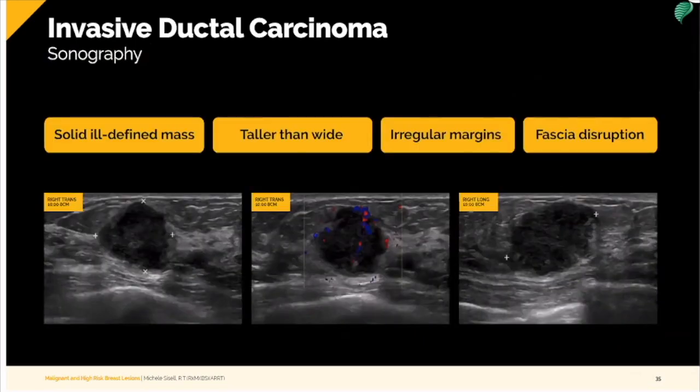Here under ultrasound is the same image we just looked at, but under ultrasound, this lesion is ill-defined, taller than wider. So again, taller than wider. That would be on this one here where you can see these two. It is disrupting the fascia or the layers of the tissue going through. And it has irregular margins, where you can't take a pencil and draw a nice, smooth line around it. It also has some vascularity within the lesion.